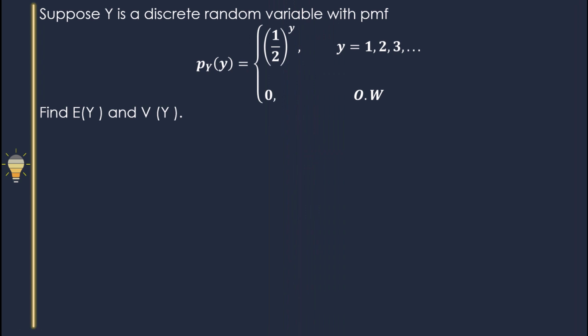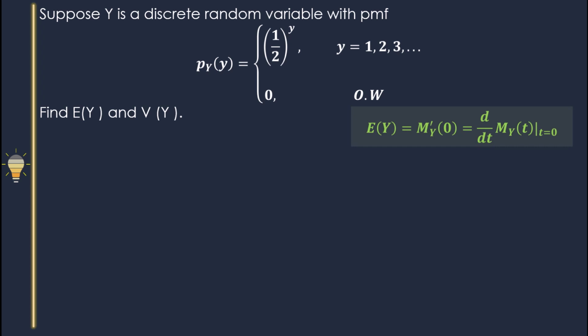Problem: Y is a discrete random variable. The probability mass function of Y is given. Y values are from 1 to infinity. Find the expected value of Y and the variance of Y. In this video, I am going to explain how to find the expected value and the variance using the moment generating function. First, the expected value of Y.